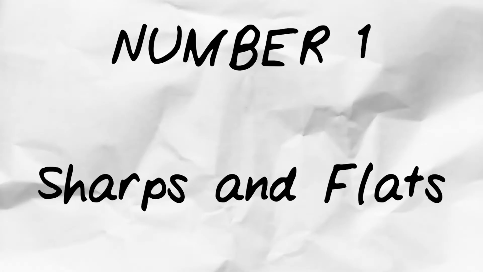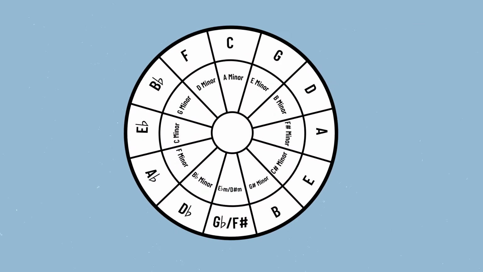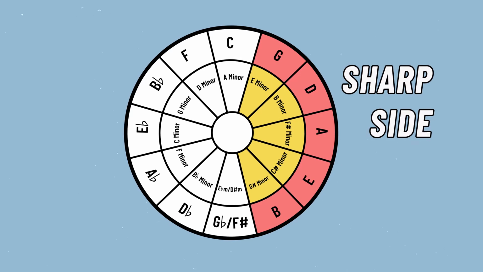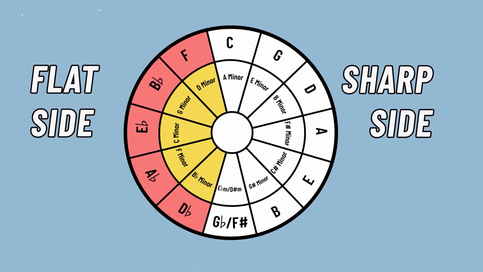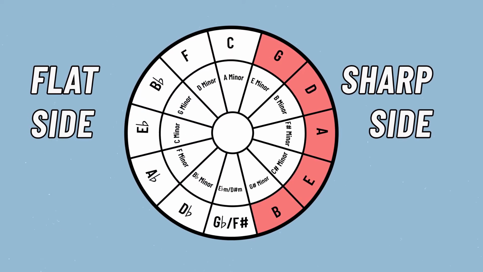Number 1, sharps and flats in a key. Want to find the sharps in a key? Easy peasy, you just need to know the pattern. There is one pattern to work out the sharp keys, which are on the right hand side of the circle, and there's another pattern to work out the flat keys, which are on the left hand side of the circle. For sharps, every time we go up a fifth, we add a sharp.